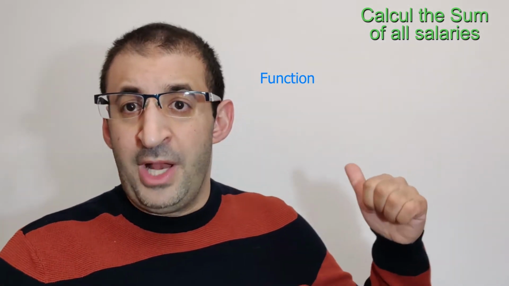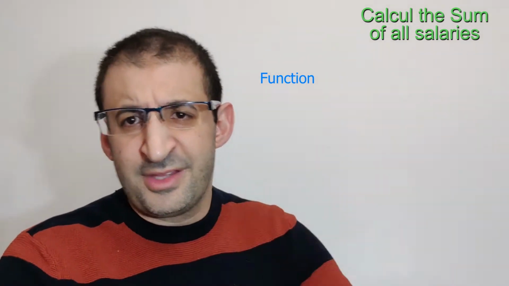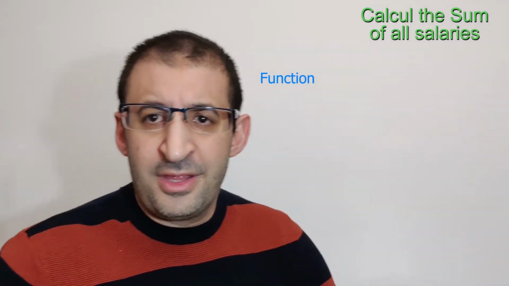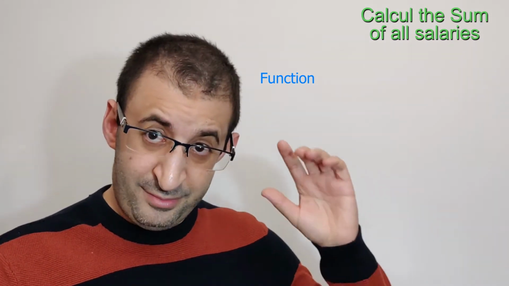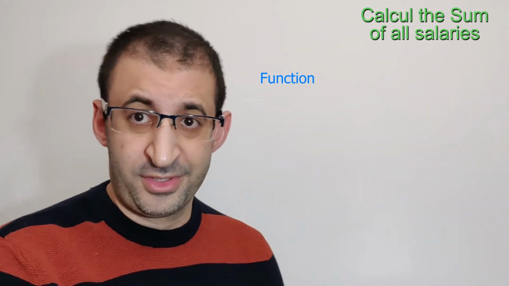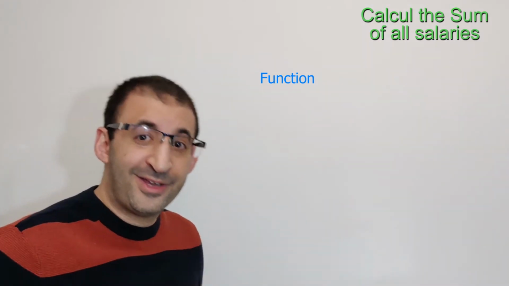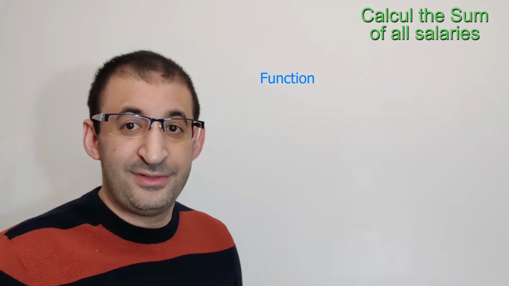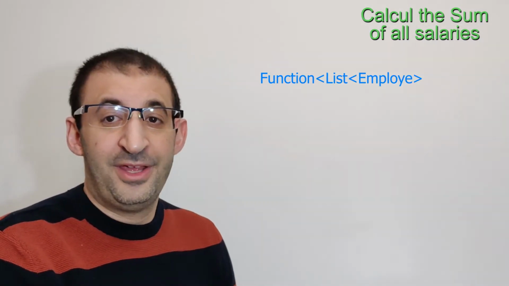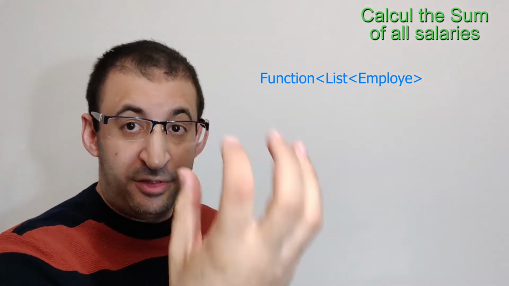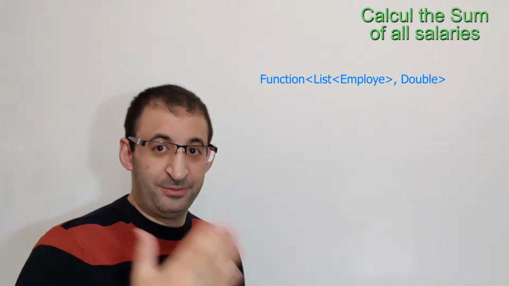I will add this code in the previous project where I created the predicate, to not create again the Employee class, to define equals, etc. I will add all this bunch of code in the previous project. So I have a function. As input parameter I give it the list of employees, and the return type will be a Double, to get the sum of all salaries.